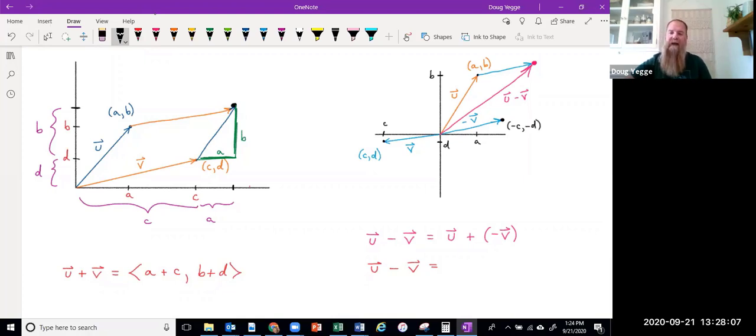So notice in order to subtract u minus v, what we really needed to do was just add negative v onto the end of u. And notice if I now add the x and y components, what I'm doing is adding a plus negative c, or rather a minus c, and I'm adding b plus negative d, or in other words, b minus d. And so now you can see that in order to add two vectors together, I simply add the corresponding components, and in order to subtract two vectors, I simply subtract the corresponding components.